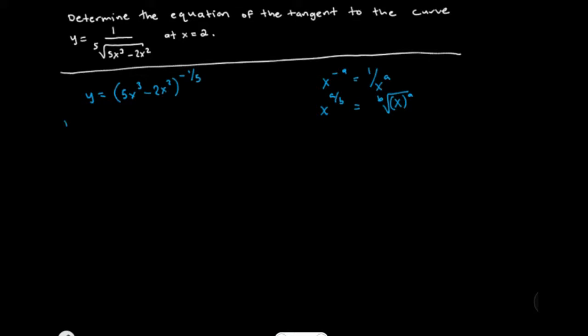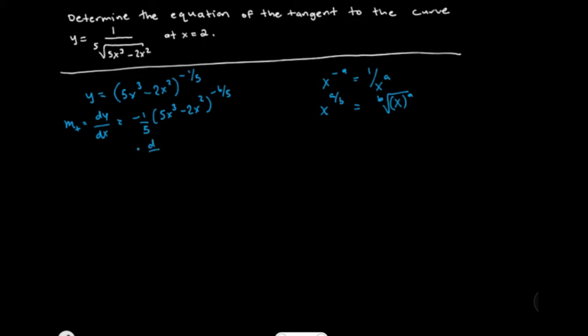So if you want to find the equation of the tangent, we know that the slope of the tangent is basically the first derivative, so dy with respect to dx. So you want to find the derivative of this function. When we do this, we get negative 1 over 5 times (5x cubed minus 2x squared) to the power of 1 over 5 minus 1, which is negative 6 over 5.